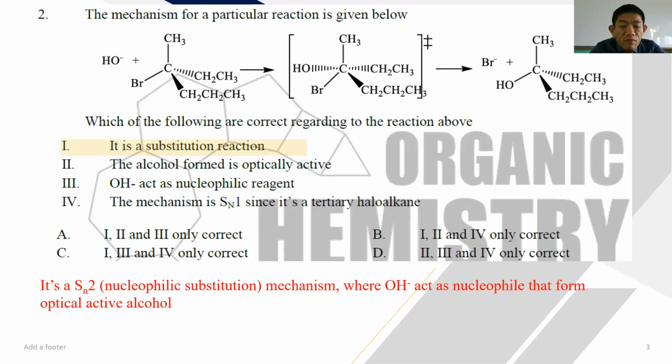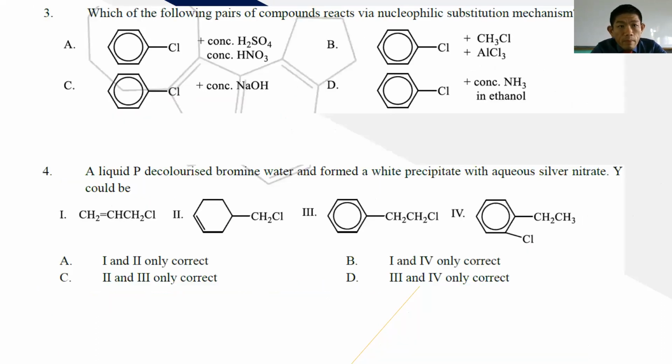Okay, so the alcohol formed is optically active. As you can see, it is surrounded by different alkyl groups, so it is optically active, which is also true. OH minus acts as a nucleophilic reagent, which is also true because OH minus attacks the center carbon. The mechanism is SN1 since it's a tertiary alkane, which is not true because from the mechanism you can tell that it is an SN2 mechanism. So the best answer in here is 1, 2, and 3.